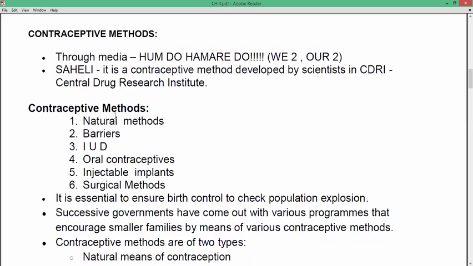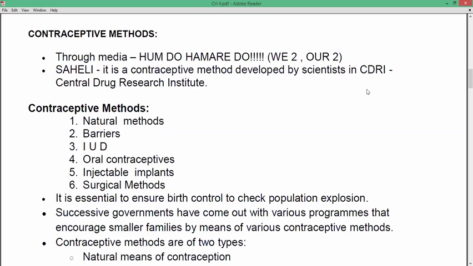Next, Saheli is one of the contraceptive methods which was developed by scientists in CDRI, that is Central Drug Research Institute, and Saheli is a female drug, and these pills are useful in order to control childbirth, right? So Saheli is a contraceptive pill which has been developed by several scientists in CDRI, right?